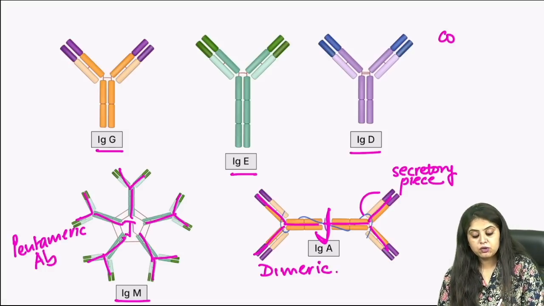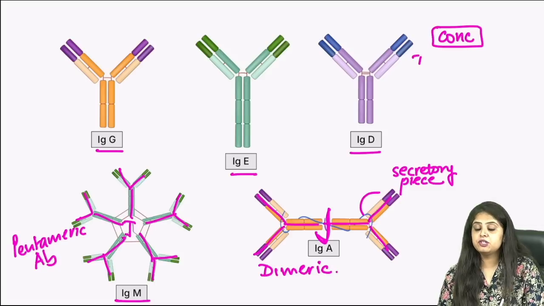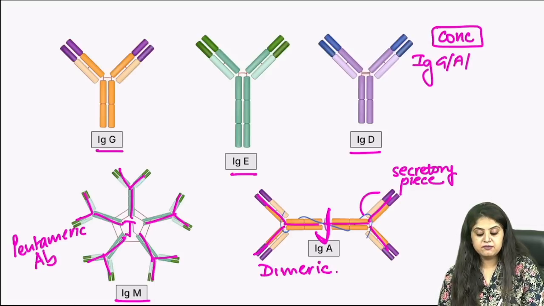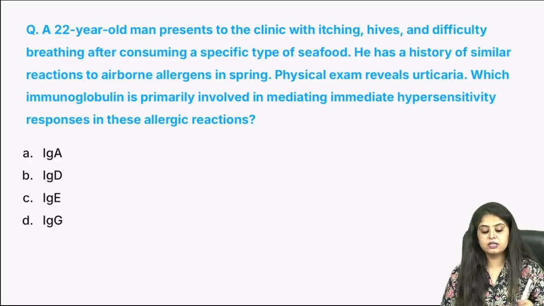But if you ask me about the concentration, which was last year's FMG exam question, we learn it as GAMD, which tells me that IgG is going to have the maximum concentration, and moving on from there, IgE is going to have the minimum concentration. What other question can come over here?